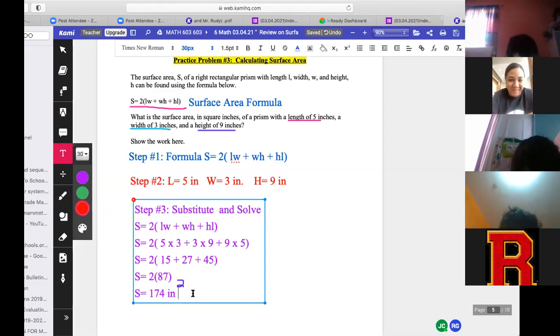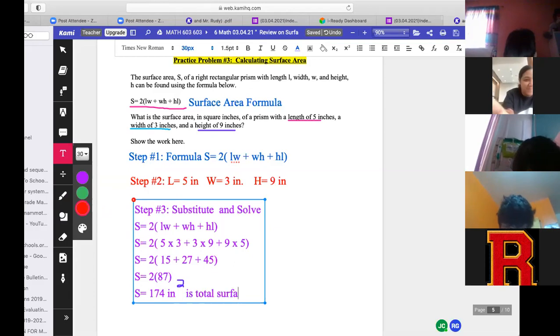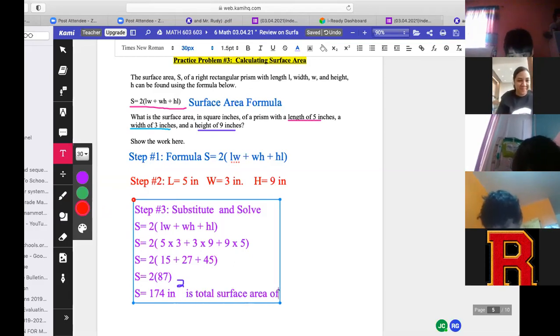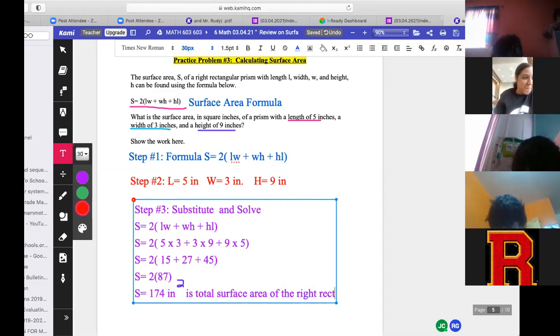What does this represent, Abigail? What does this S represent? The S represents the surface area of what shape? Of a prism. What kind of prism? Square inches of a prism. Yeah, so a rectangular prism.